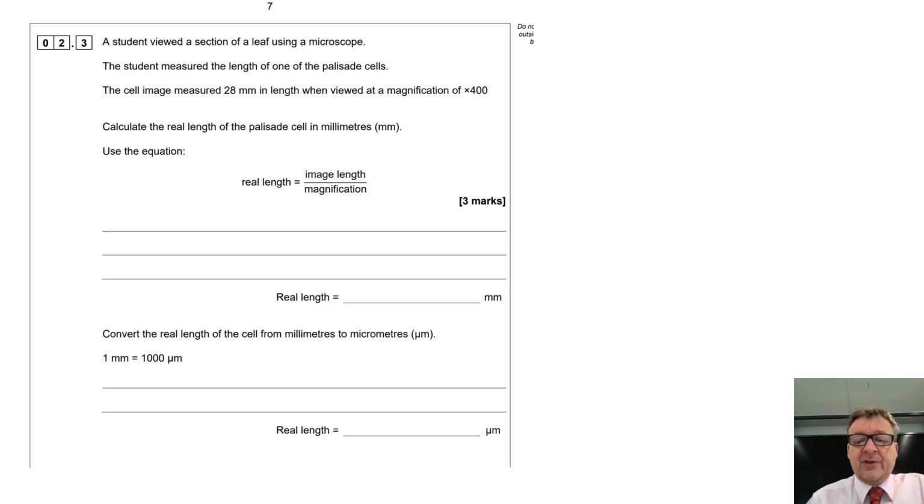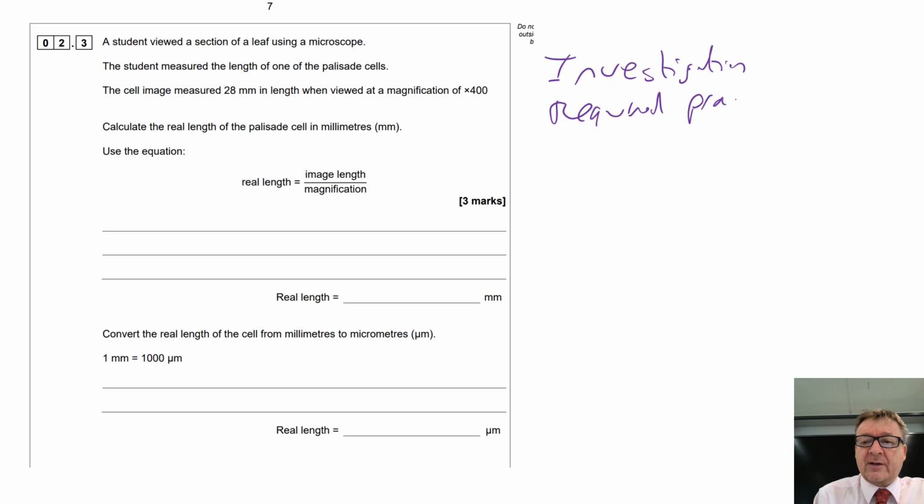A student viewed a section of leaf using a microscope. Okay, I'm thinking investigation here. Okay, I'm thinking required practical. So what you've got to do now is think about that required practical that you then did doing microscopes way, way, way back.